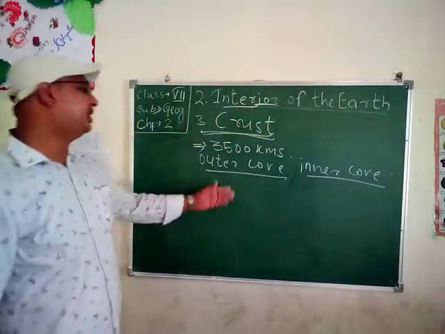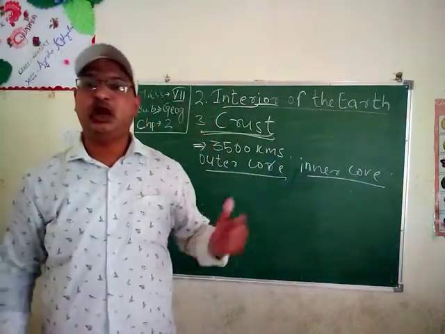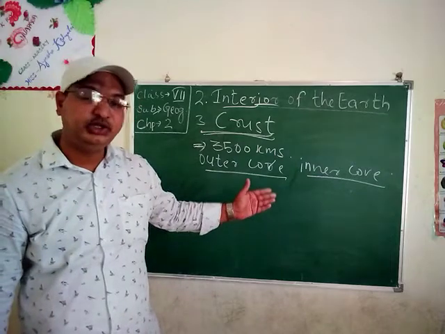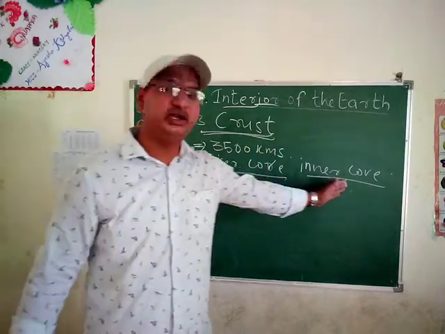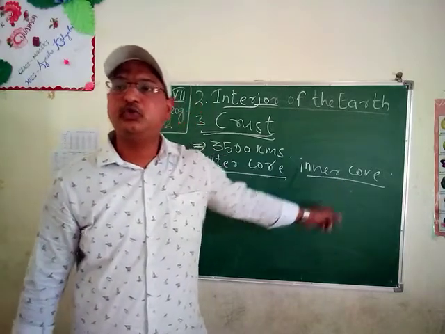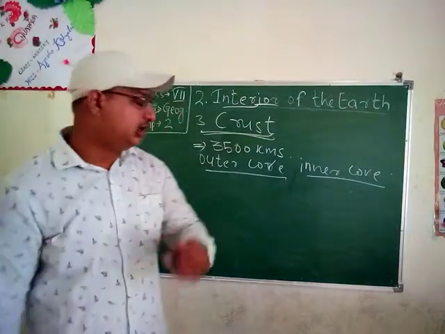It is divided into two parts. The first one is the outer core and the second one is the inner core. The outer core is in liquid form, as I have explained in the diagram. The outer core is in a liquid form while the inner core is a solid state. The core is made up of very heavy materials, mostly nickel and iron.